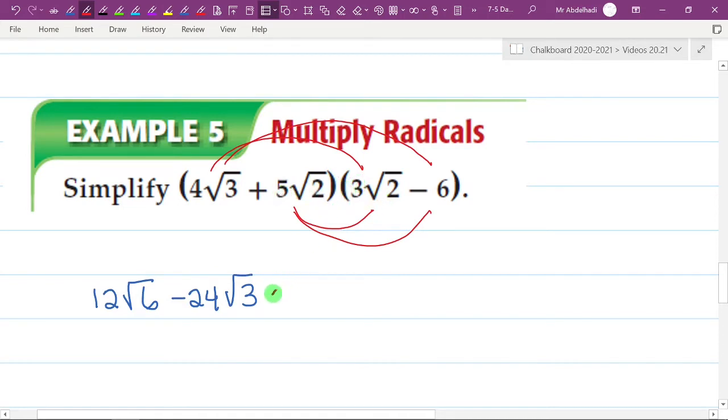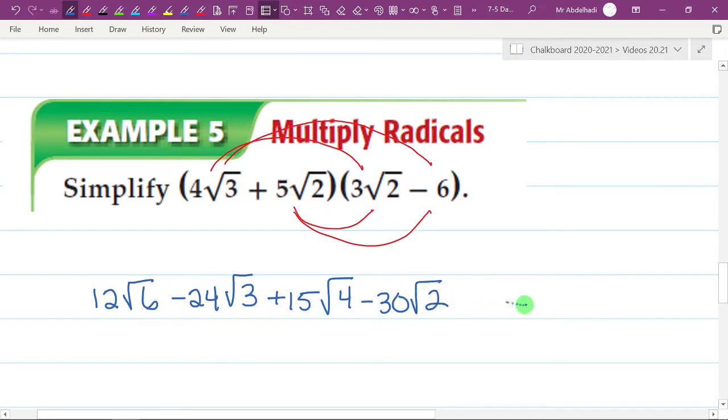5 times 3 is 15. And radical 2 times radical 2 is radical 4. We'll come back to that later, obviously. And then finally, 5 radical 2 times negative 6. 5 times negative 6 is negative 30. And there's a radical 2 there.